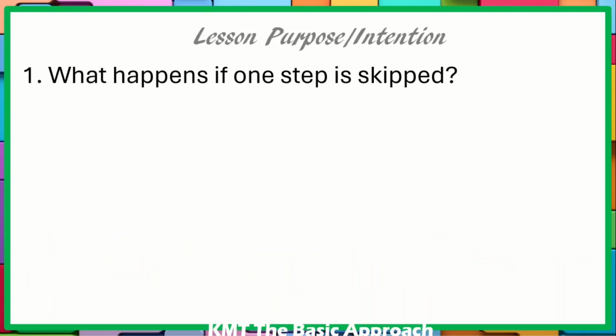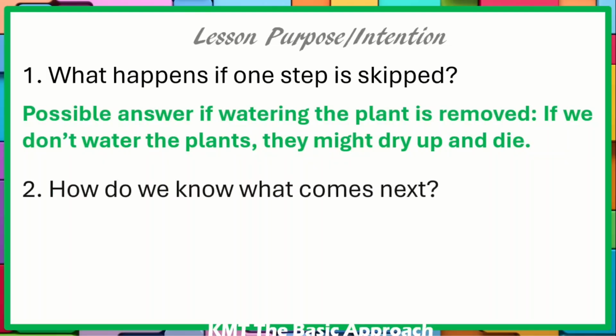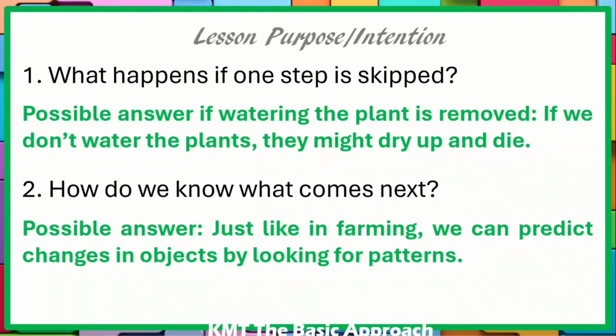Now answer this question. Number 1. What happens if one step is skipped? Possible answer if watering the plant is removed. If we don't water the plants, they might dry up and die. Number 2, how do we know what comes next? Possible answer. Just like in farming, we can predict changes in objects by looking for patterns.